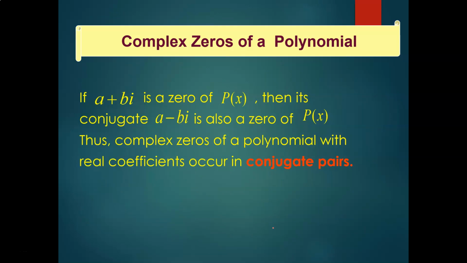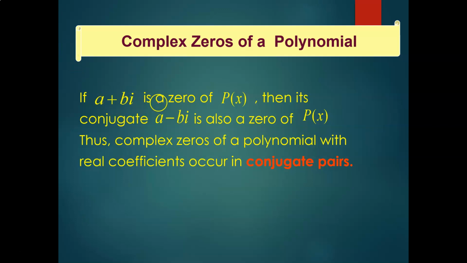Okay, now we come to the complex zero of a polynomial. So you have learned complex number in chapter 3, if I'm not mistaken. Is it chapter 3 or chapter 2? Okay, complex zero of a polynomial. So if a plus bi, kalau complex number, we have ada I kan, imaginary kan, real and imaginary. So a ni is real part, bi is your imaginary part.